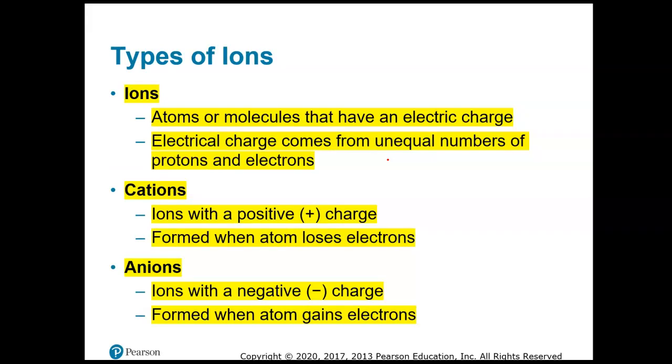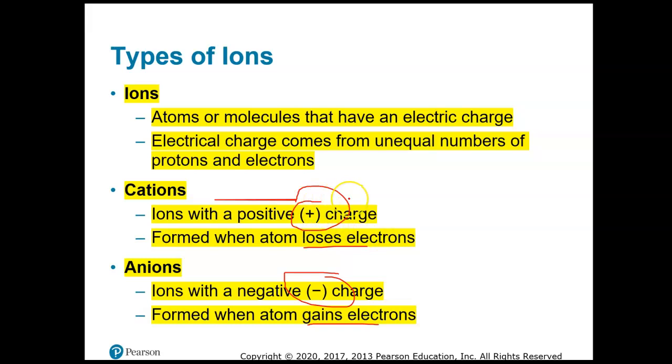Okay? Then we have ions, and ions have a charge. That means they've lost or gained electrons. Okay? So if it's a cation, it has a positive charge because it has lost an electron. If it's an anion, it has a negative charge because it has gained an electron. Since electrons are negative, then if it gains an electron, it will gain a negative charge. But if it loses an electron, it will gain a positive charge.